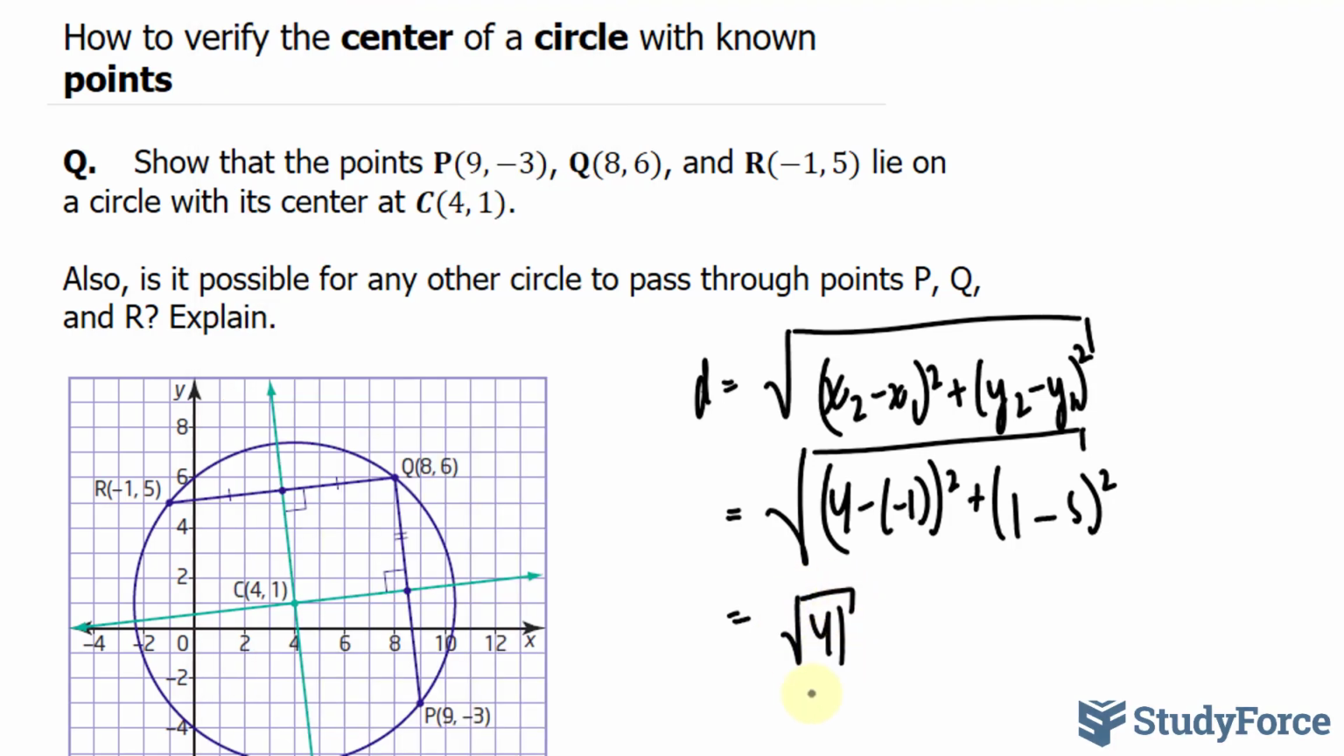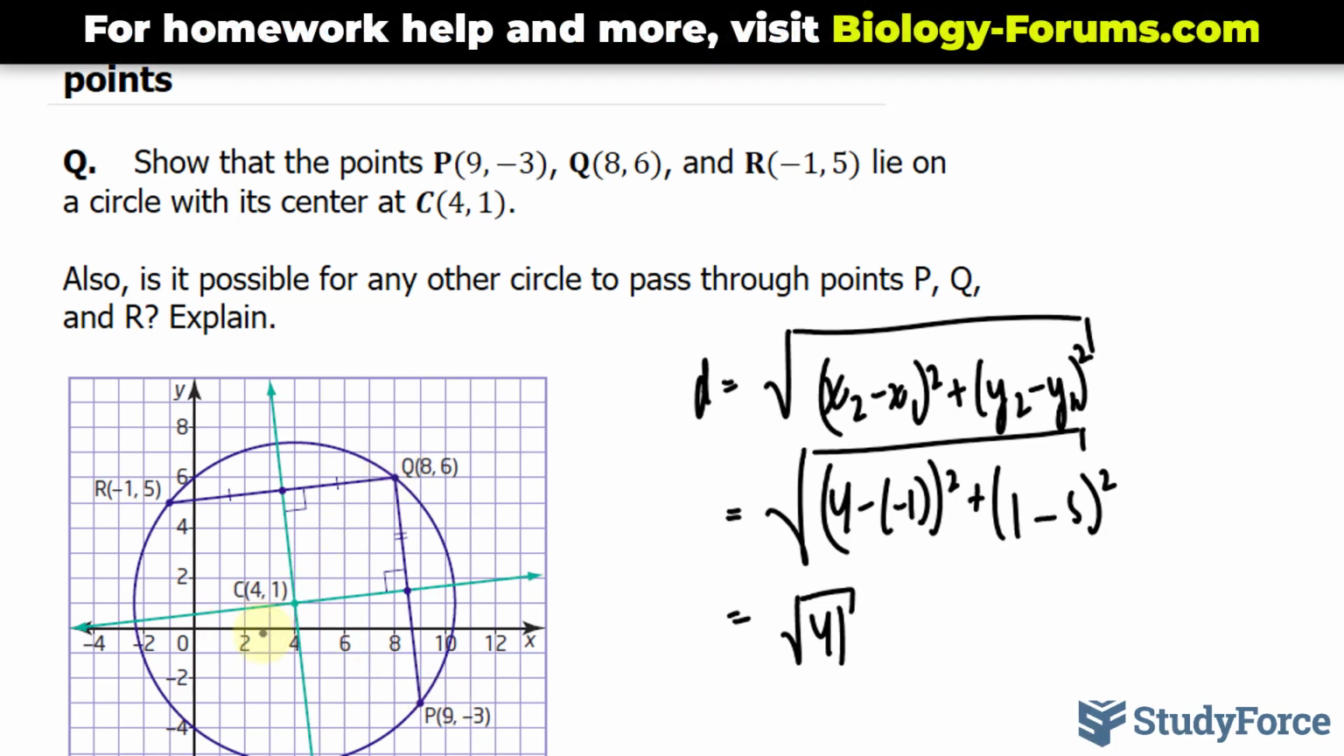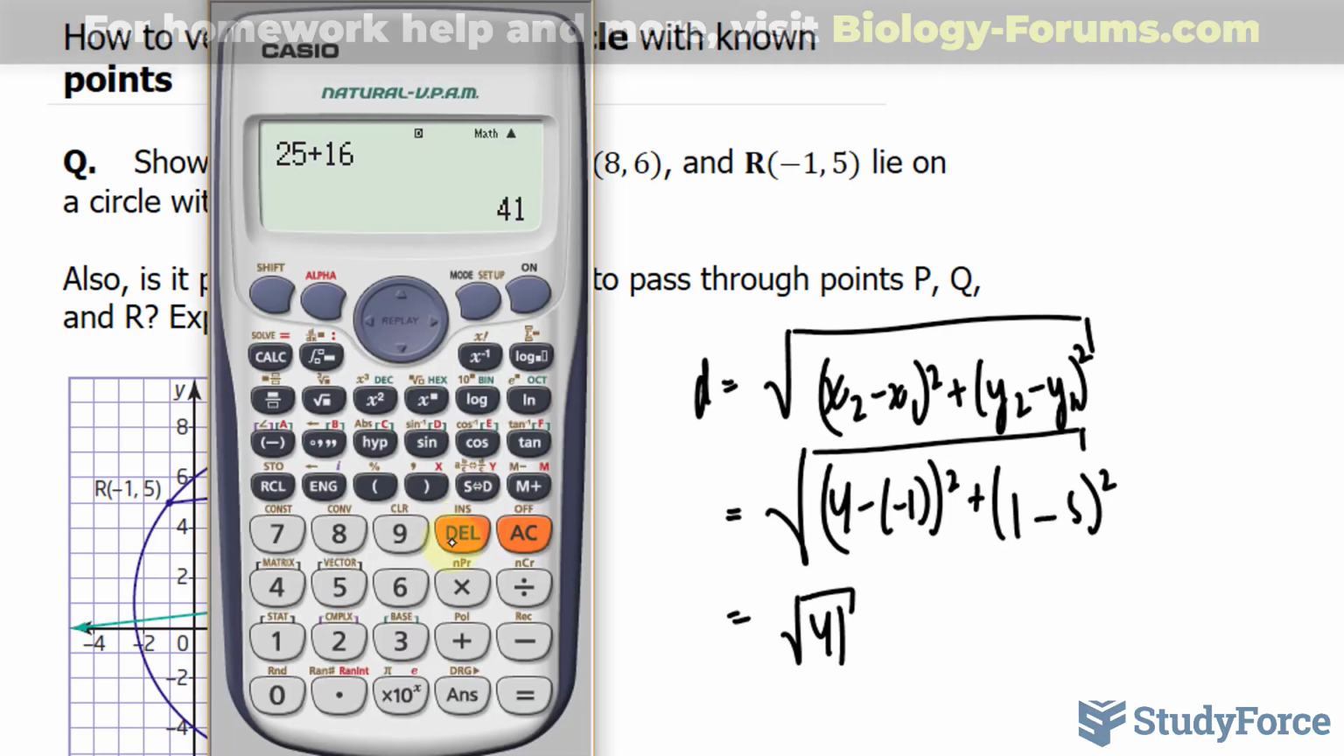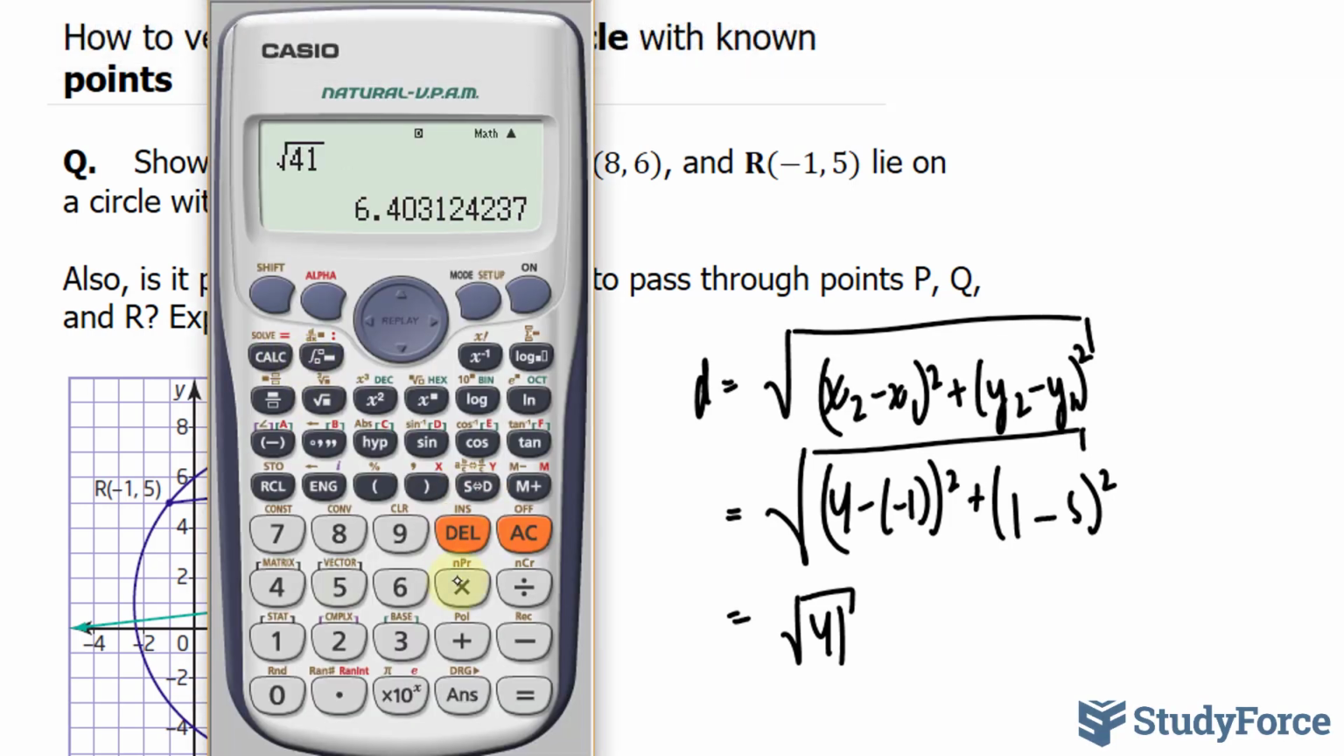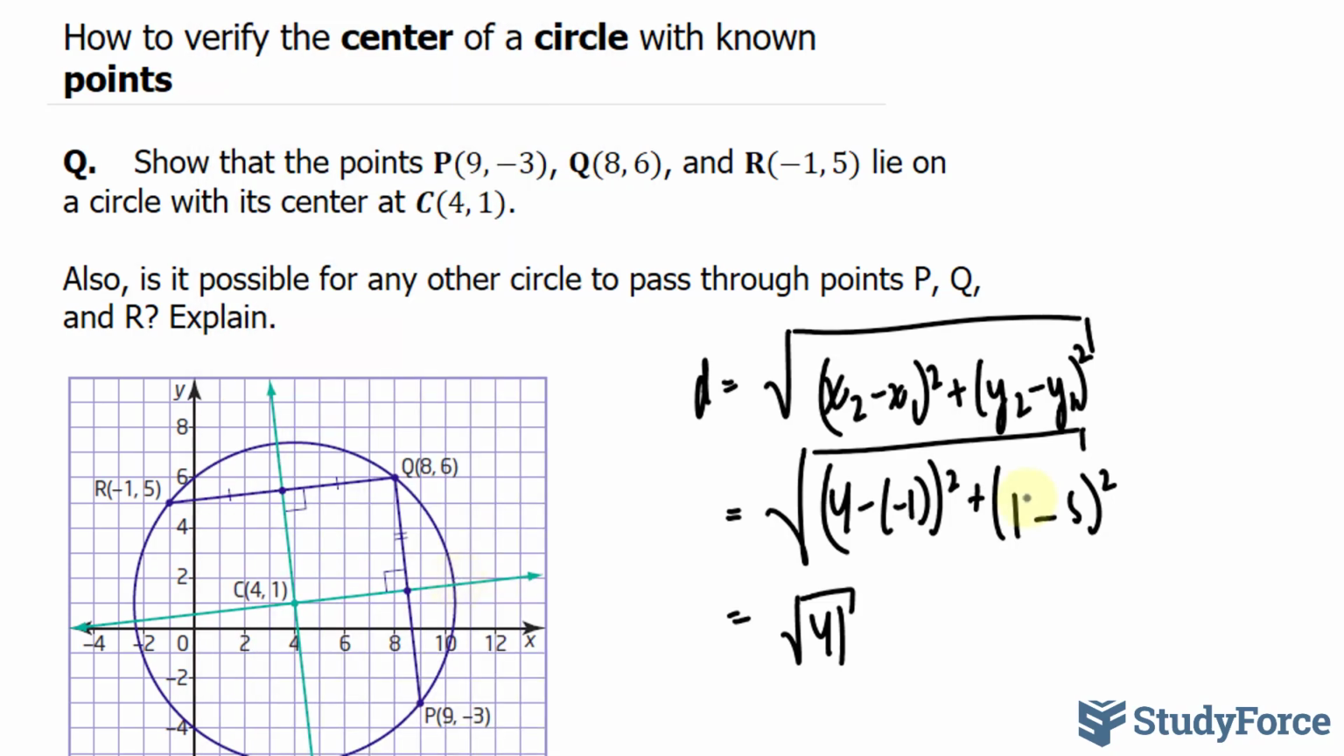Now, if the distance between Q and C and P and C is also the square root of 41, that means that it's a common radius. And it turns out that the distance from these two to C is, in fact, the square root of 41. And if you want the decimal version of that, you end up with 6.40. That proves the first part.